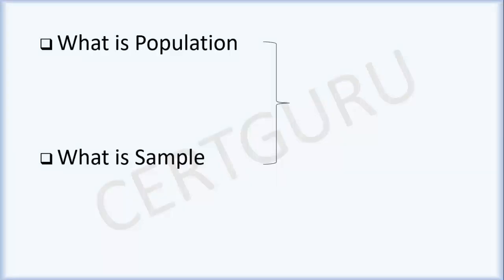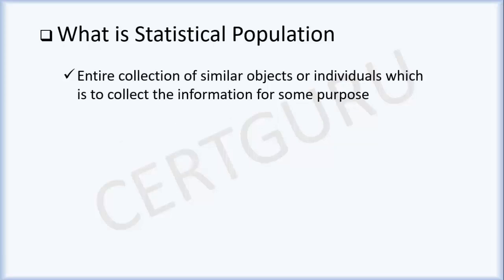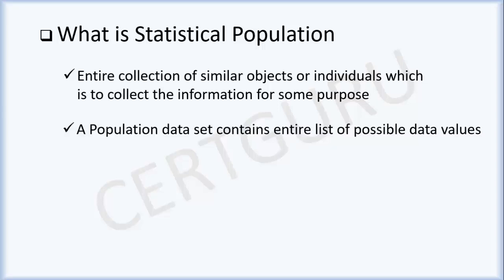Hi, in this video we will discuss population and sample in terms of statistics. In statistics, the term population is defined as all members of a defined group that we are collecting information on for data-driven decisions, which means information on similar types of objects or individuals has been collected for some purpose. Such information is stored or collected in a dataset. We can say that a population dataset contains the entire list of possible data values.